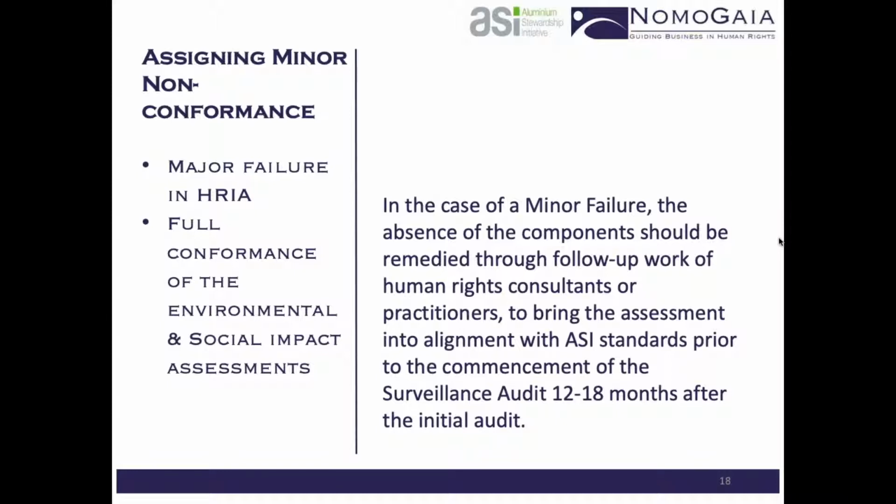In this case, and again, it depends on your judgment, but we think it would also result in a minor non-conformance because the company has demonstrated conformance to 2 of the requirements of criterion 2.5, and they haven't done this last piece. So in this case, there would be a minor non-conformance, which would result in a surveillance audit 12 to 18 months after the initial audit.